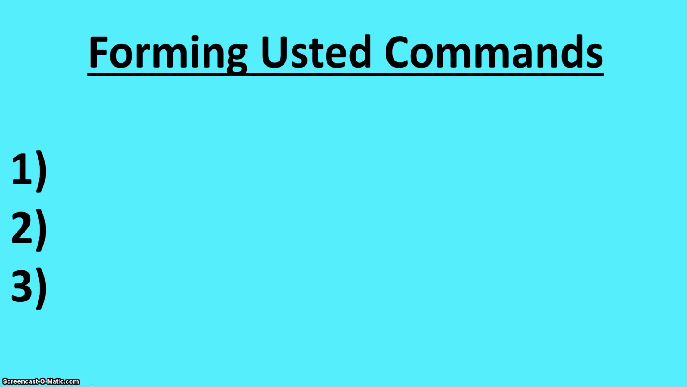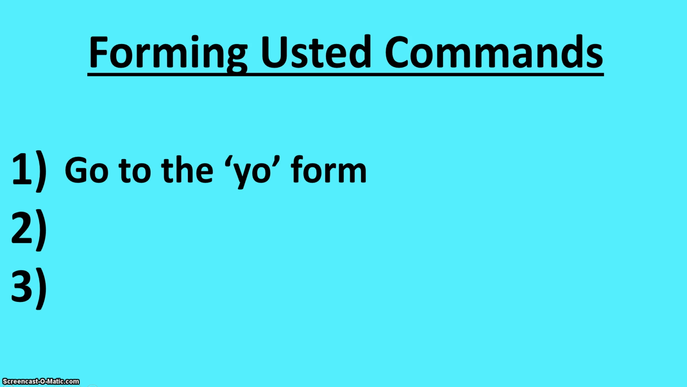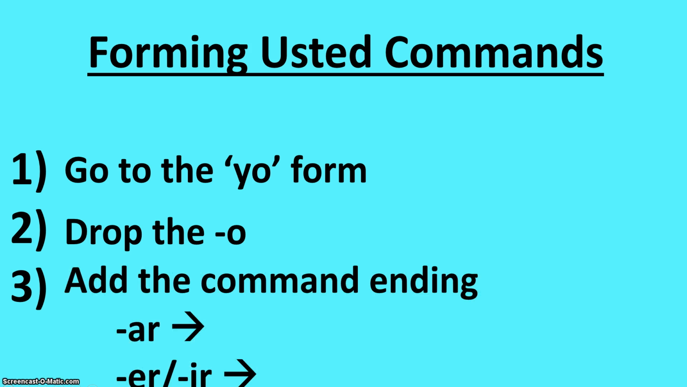Forming an usted command, the first step you want to do is go to the yo form of the verb. Then drop the o. Then you're going to add on the command ending. For AR verbs, you're going to add on an e. And for ER/IR verbs, you're going to add on an a.